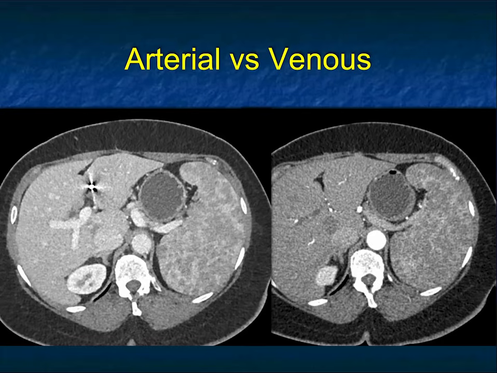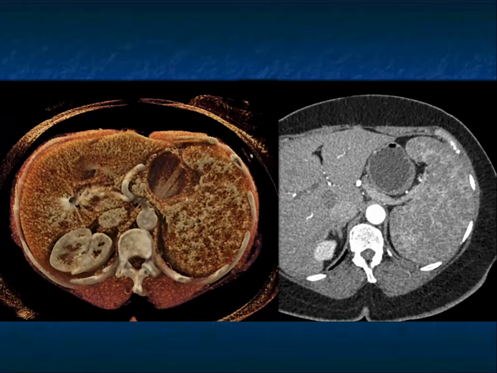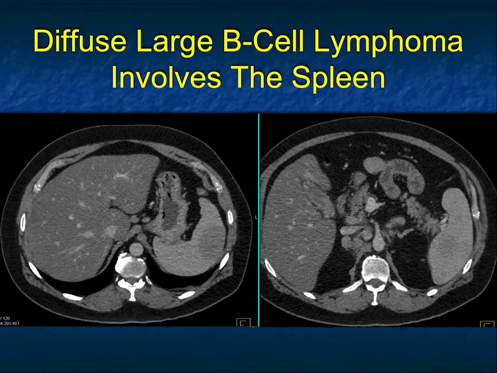You could see the appearance is minimally different as you look at arterial and venous phase imaging, and the cinematic rendering, which is really good at texture mapping, shows you very nicely that infiltration of the spleen diffusely and that the entire spleen is involved by lymphoma. And here's just a nice side-by-side correlation of the axial images and the cinematic rendering.